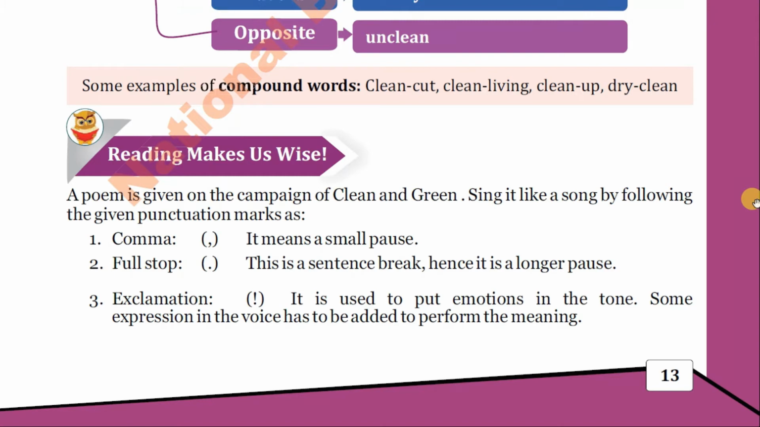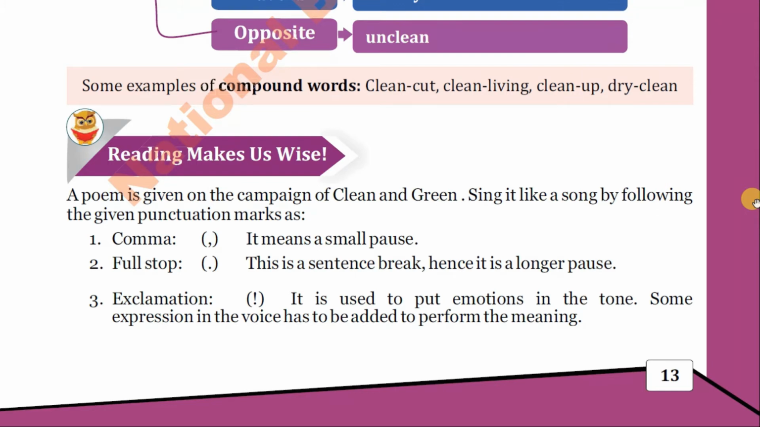Number one, comma. It means a small pause. We all know that. And then full stop. When the sentence completes, we use a full stop or dot. In common language, it is called a dot, but actually this is when there is a long pause.